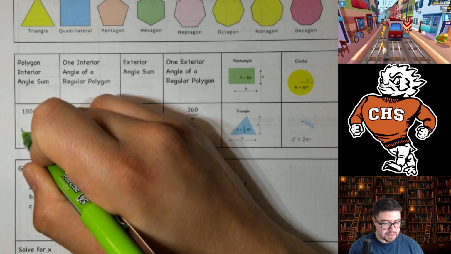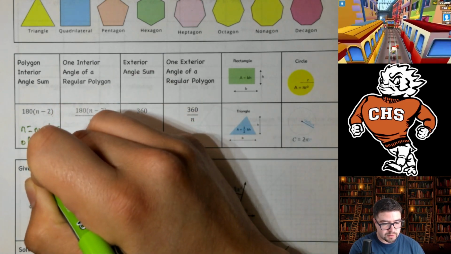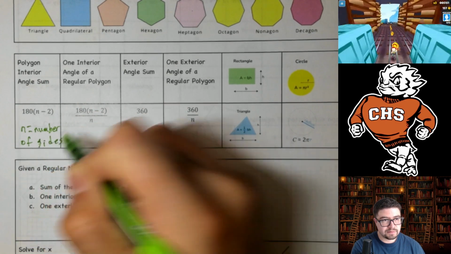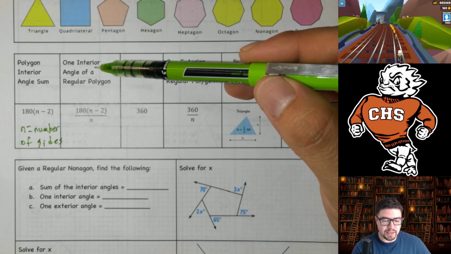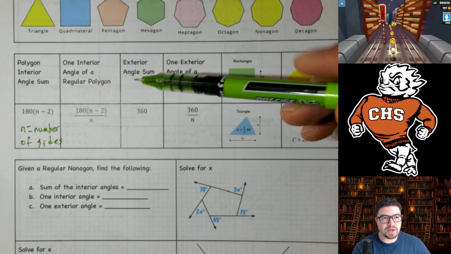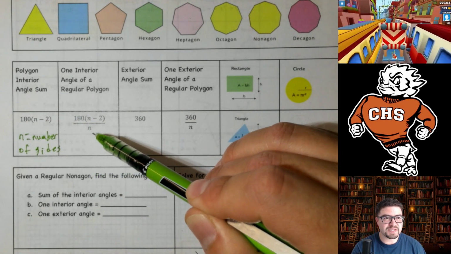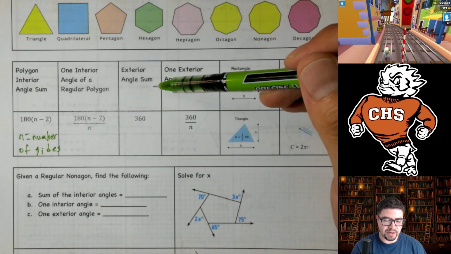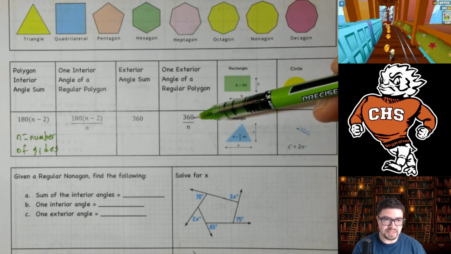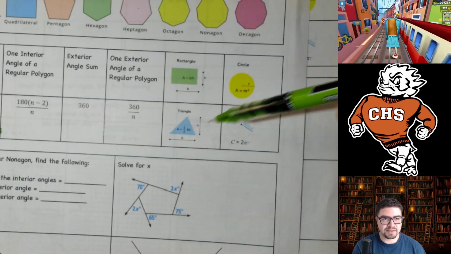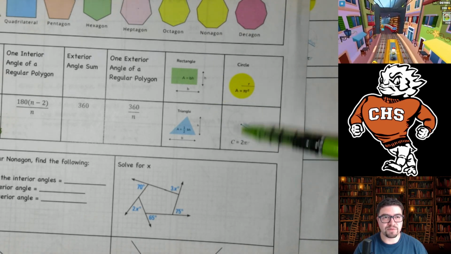So let me write that down. N is the number of sides. So keep that in mind. Same thing for the angle of a regular polygon. Just one angle of a regular polygon is taking this same formula, but then dividing by the number of sides once you get that number. Exterior angle sum is always 360, and then following the same pattern, one angle is 360 divided by the number of sides. Then here we have some area formulas for rectangle, circle, triangle, and circumference of a circle.